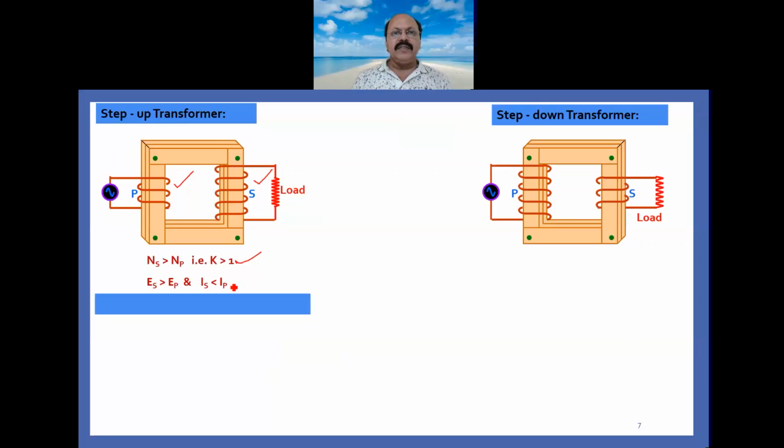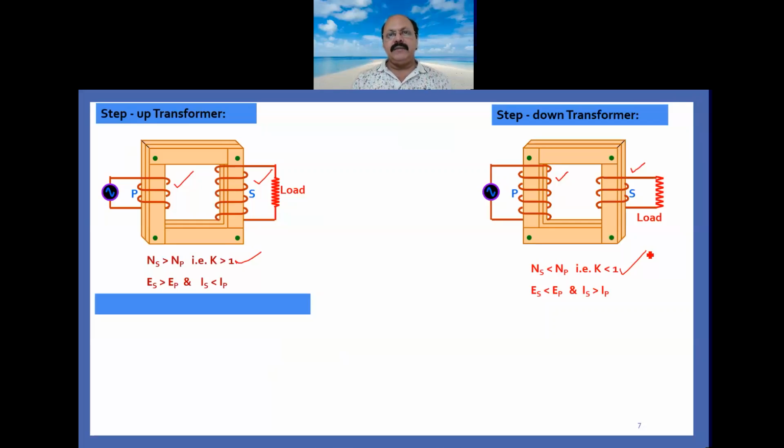Similarly for step down transformer, the number of turns in the secondary coil must be less than the number of turns in the primary coil. So that you can see here in the diagram, the number of turns in the secondary coil is less than the number of turns in the primary coil, and the condition is here NS less than NP, then transformation ratio K is less than 1, and ES less than EP, the input voltage is stepped down, that is you are getting a stepped down voltage in the output, and IS greater than IP, output current is greater than input current.